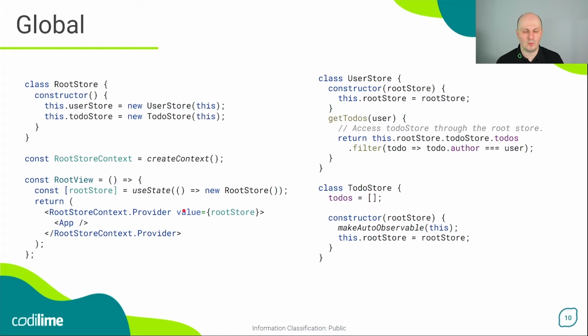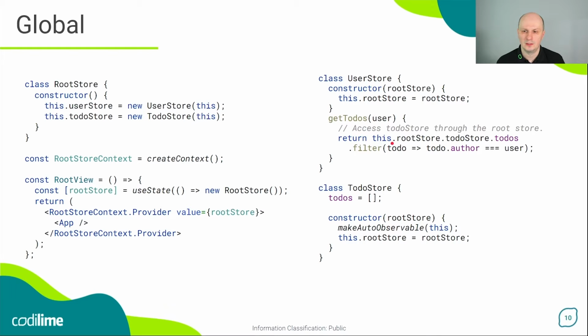The last one, the global state, is suggested to be implemented with a special root store. Inside the store, in the constructor, we need to create all children stores and remember them on the properties, and we should also pass a reference to the root store to the children.